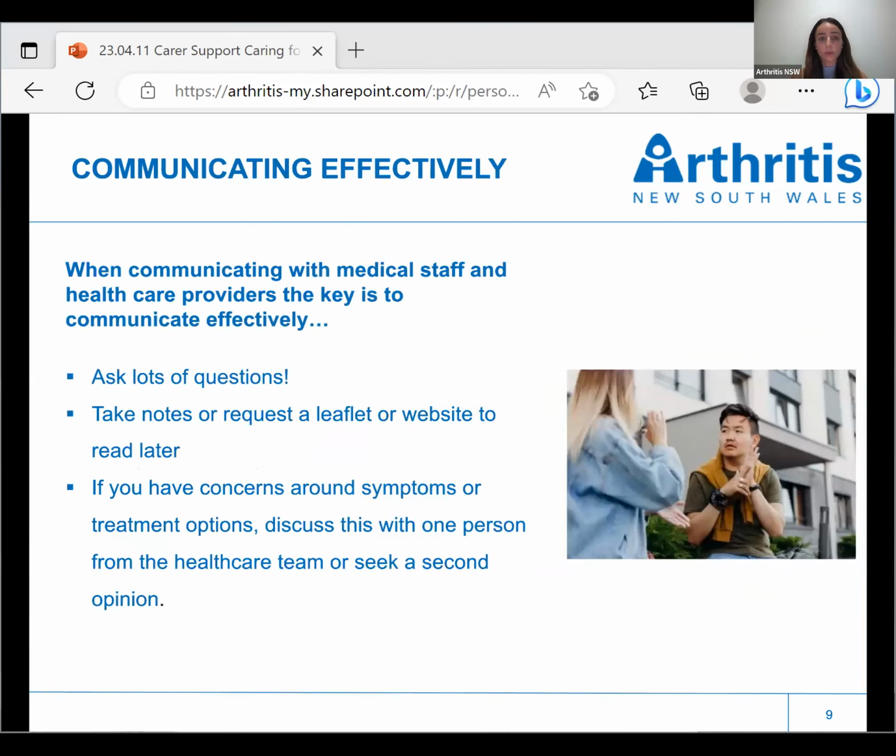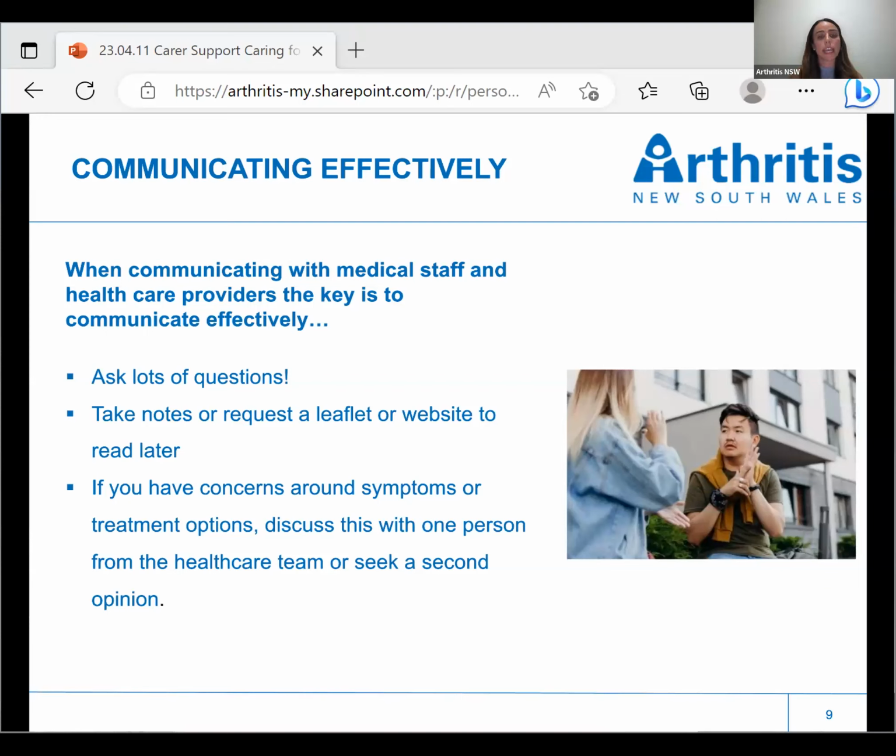So this brings me to communicating effectively. In order to build your capacity as a carer and advocate for the person you care for, effective communication with medical staff and healthcare providers is going to be really important when you want to make sure that your loved one has the right people involved in their care and the right treatment options available for their specific needs.